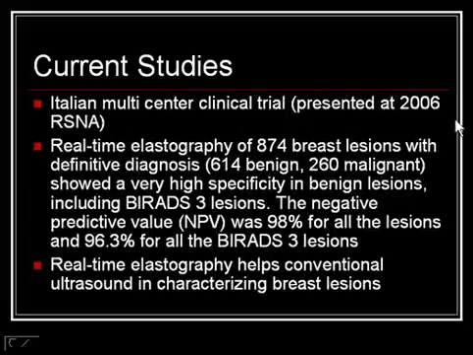89.8%. There is a multi-institutional or multi-center clinical trial that was performed in Italy, and the findings of this trial were presented at RSNA in 2006. 874 lesions were evaluated. 614 were benign and 260 were malignant.